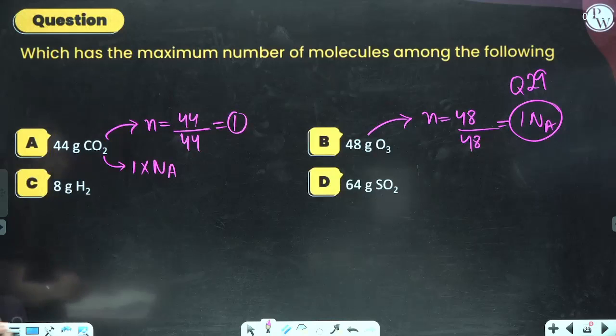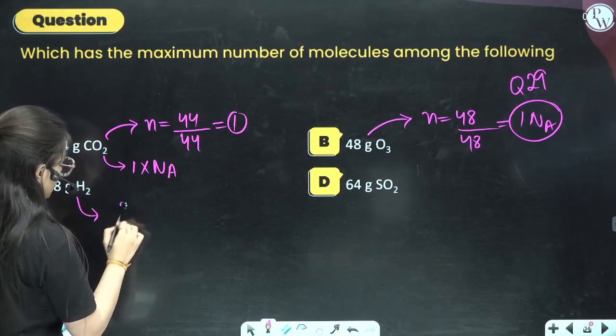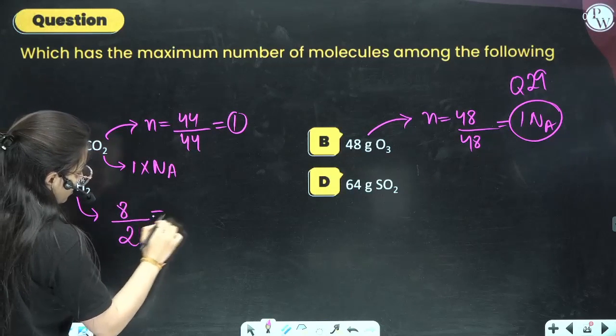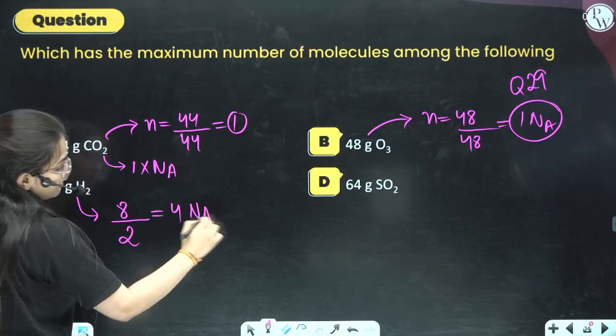Yes. C option. Given mass is 8. Molecular mass for H2 will be 2. So this comes out to be 4. 4 into Na is number of molecules.